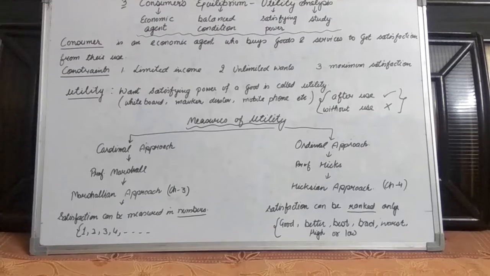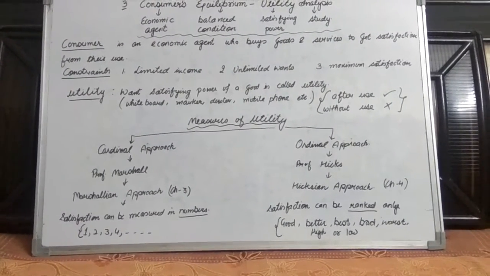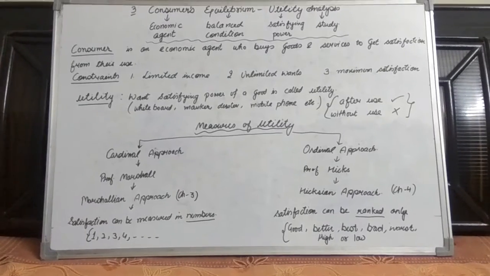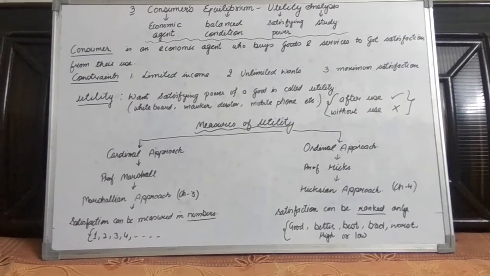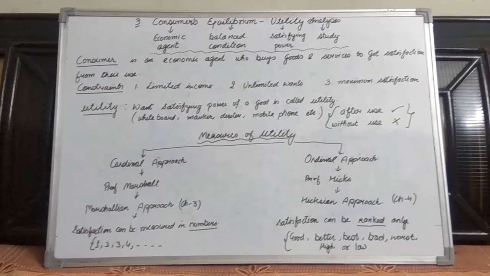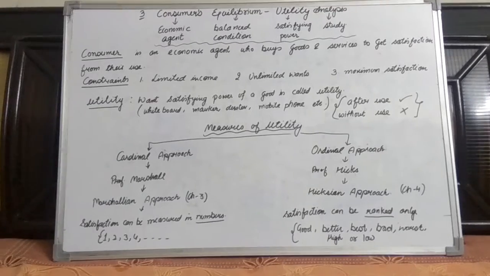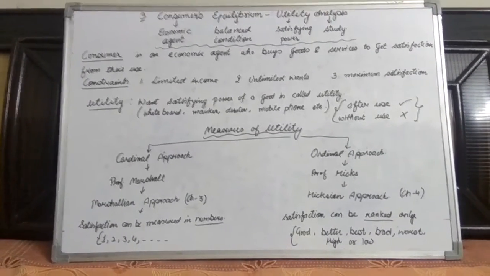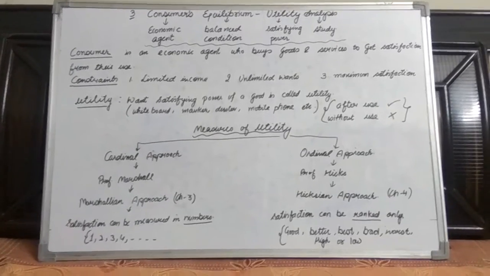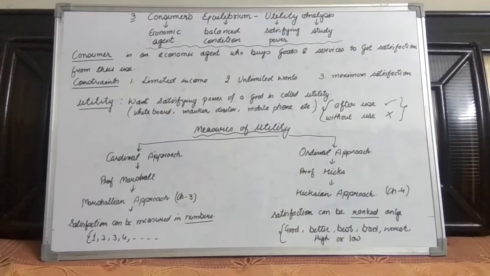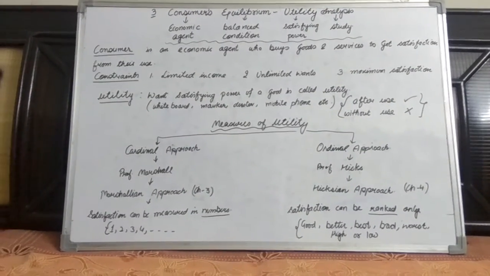The second approach is the ordinal approach, given by Professor Hicks. That is why it is termed the Hicksian approach, which we will discuss in the next chapter, number 4. According to this approach, satisfaction can be ranked only. Like from the use of a good, we can conclude that the item was good, better or best, even bad or worst, or that the satisfaction was of high or low level. According to Hicks, we can't give numbers to satisfaction. So this was the difference between these two approaches.